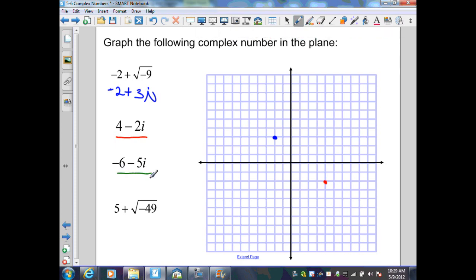My next one is negative 6 minus 5i. 1, 2, 3, 4, 5, 6, and negative 5i: 1, 2, 3, 4, 5. And my last one, 5 plus the square root of a negative 49. Again, I need to put this in complex number form. 5 plus the square root of 49 is 7. The square root of a negative 1 is i. And when I plot that, that'll be a positive 5: 1, 2, 3, 4, 5. And up 7: 1, 2, 3, 4, 5, 6, 7.